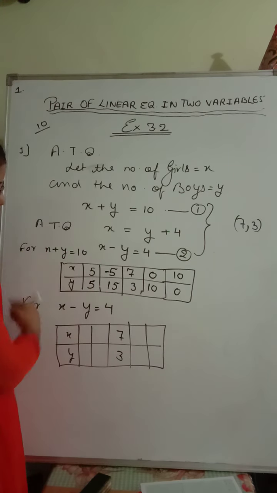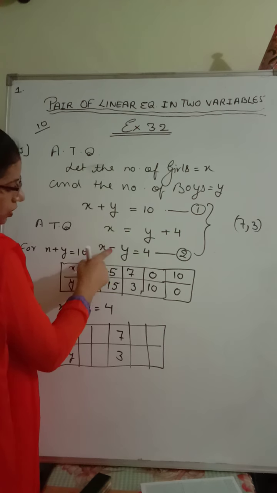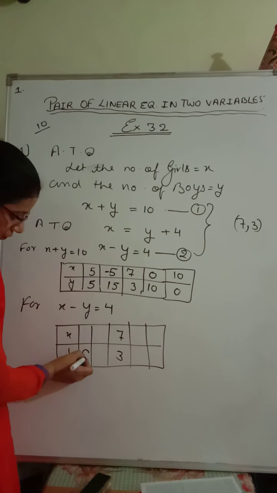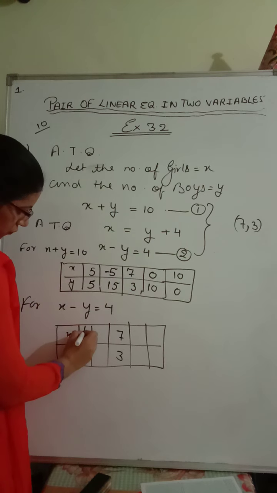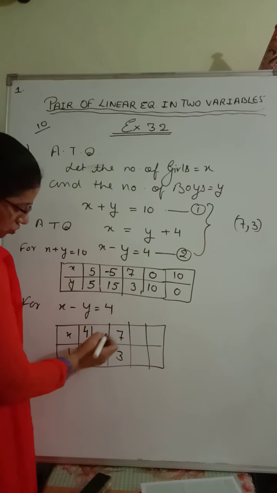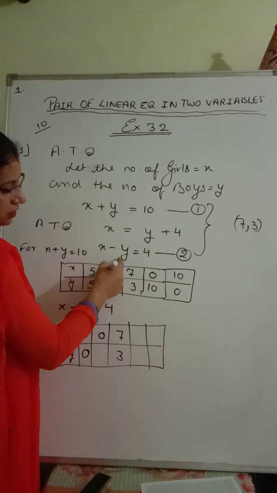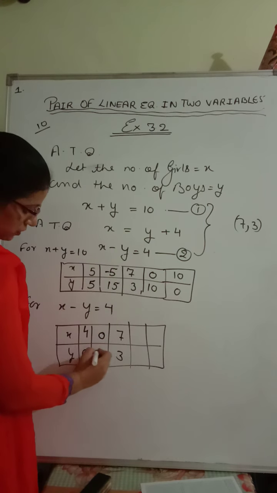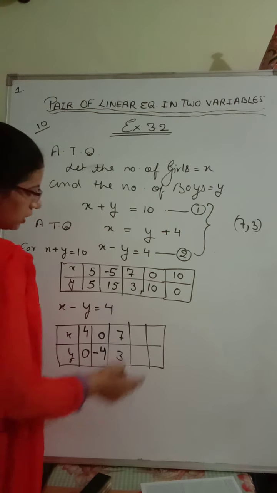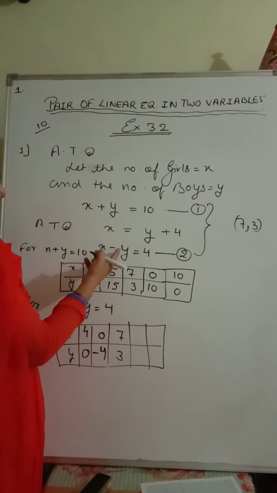For the second equation, x minus y is equal to 4. When y is equal to 0, x is equal to 4. When x is equal to 0, 0 minus y is equal to 4, so y is equal to minus 4. Solve in rough. Put any value, y is equal to 10.